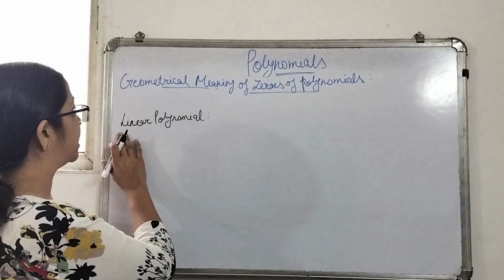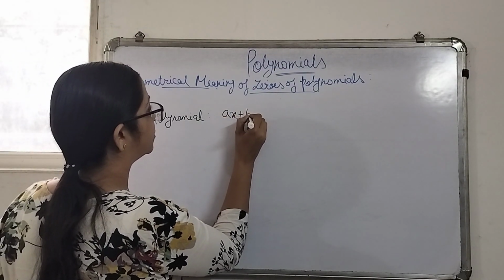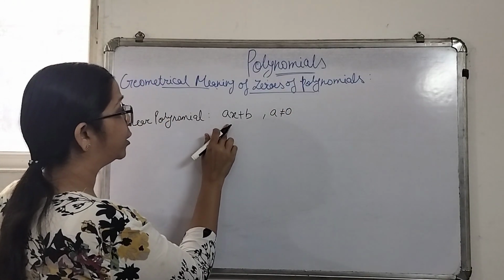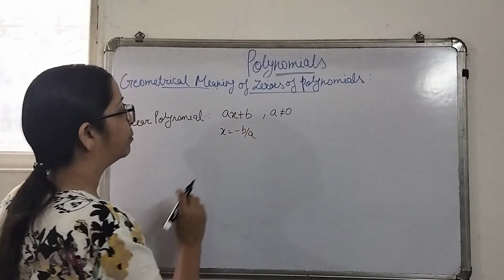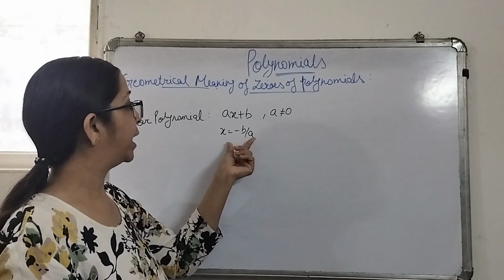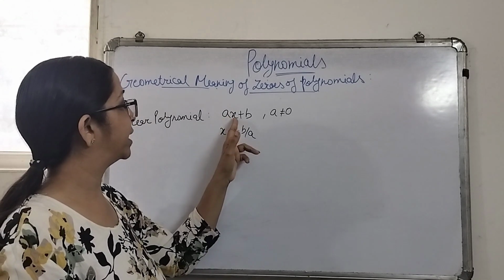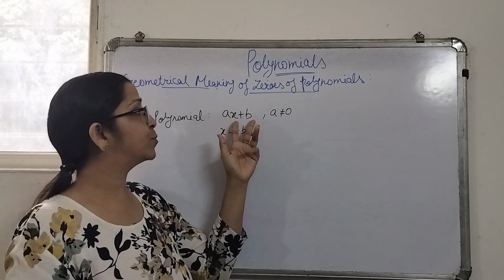Now see, as we know that the standard form of the linear polynomial is ax plus b, and a should not be 0. And the zero of this polynomial is minus b by a. Minus b by a is the point at which this polynomial will become 0. If we keep x is equivalent to minus b by a in this polynomial, it will become 0.